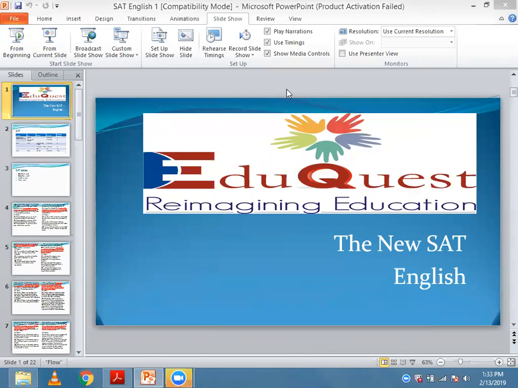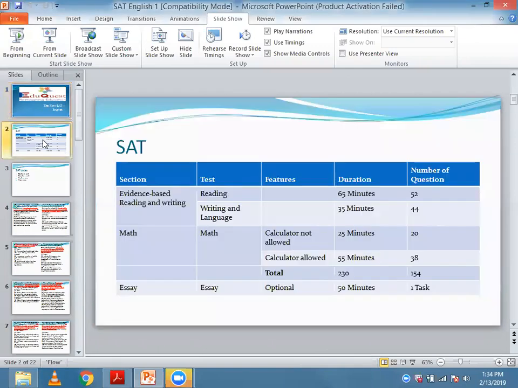So today, let's have a look at all the sections related to English in the SATs. The first section is the reading section, which is for 65 minutes and has 52 questions. The next section is the writing and language section, which is for 35 minutes and has 44 questions.